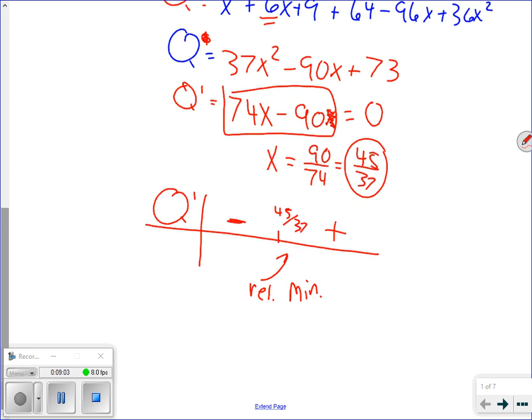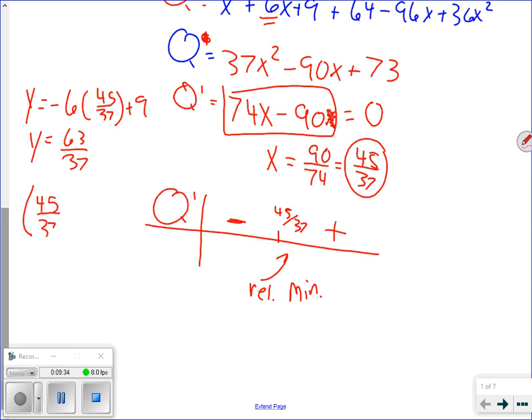Now if I want the y value, let's think about the question that it's asking. We always want to answer the question. It wants to find the closest point. We got the x value. The y value will just be equal to negative 6 times 45 over 37, plus 9, which simplifies down to 63 over 37. You can test that math out if you want, but my closest point to the point negative 3, 1 is 45 over 37, comma, 63 over 37.